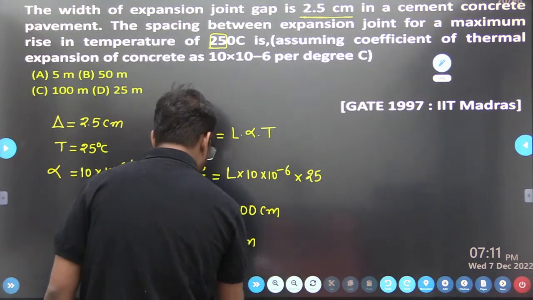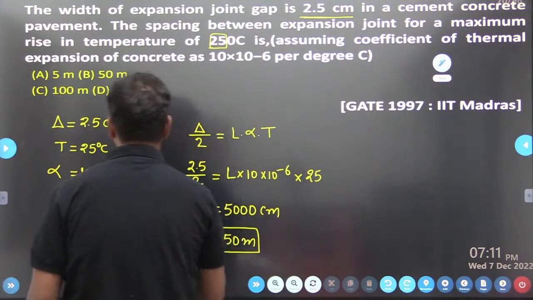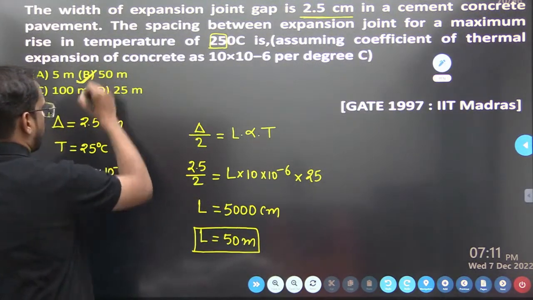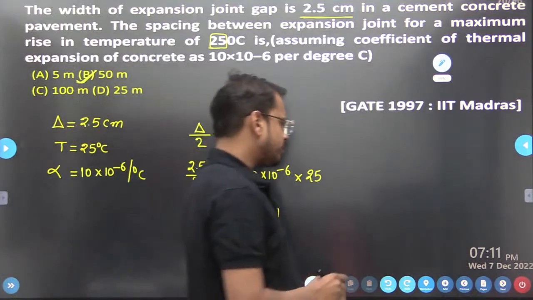Am I right? So capital L becomes equal to how much meter? Capital L is equal to 50 meter. That means option B is correct. Clear? So it is one of the very easiest problems.